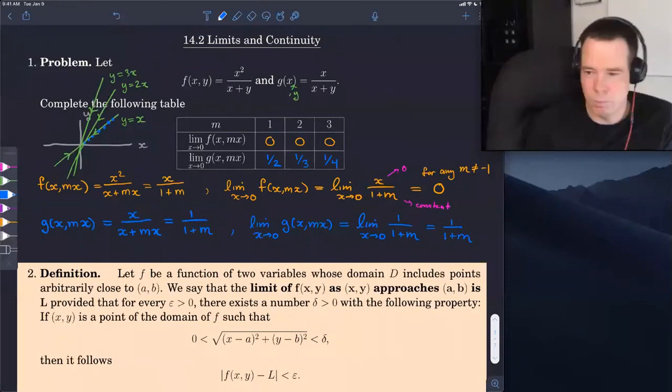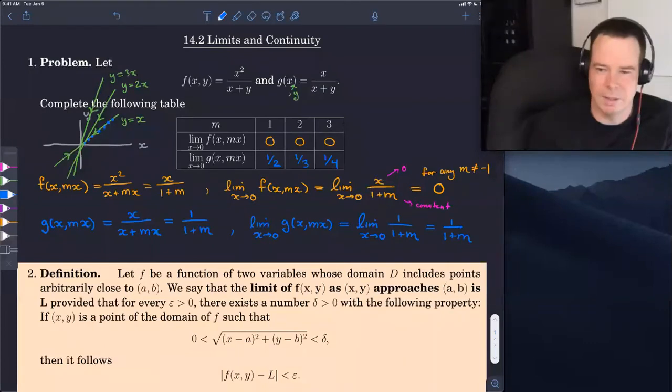If I go along the line y equals 3x, we can see that there are infinitely many different directions. I can really take m to be anything I want. If I'm coming along y equals 10x, then my function value is going to approach 1/11. So there seems to be some suggestion here that these functions are very susceptible to which direction you're approaching a particular value from, as to what their limits are, what their limiting values are.